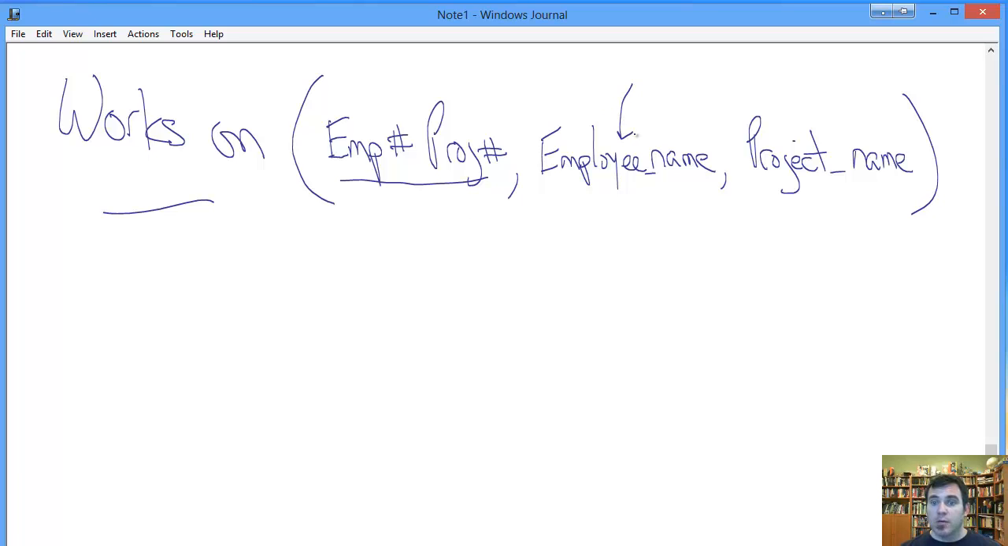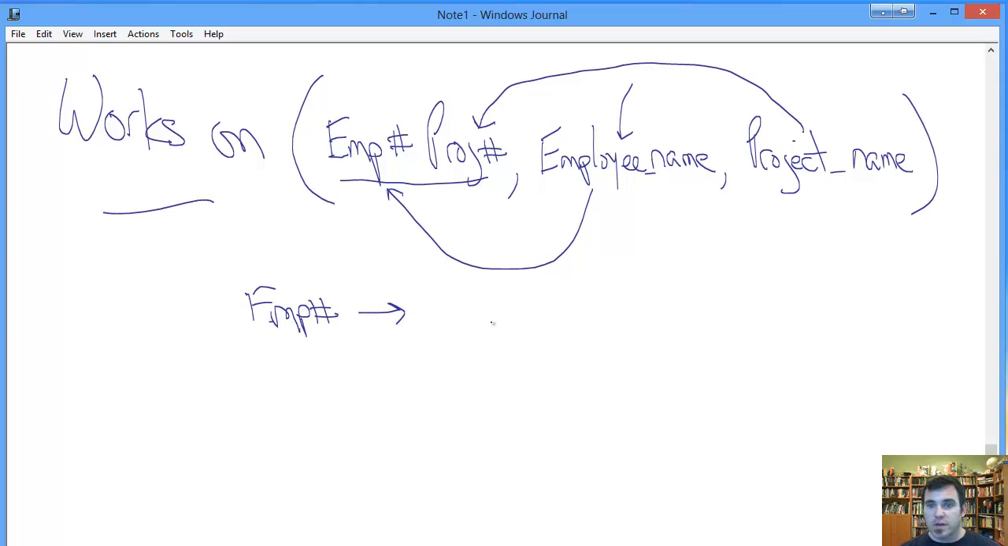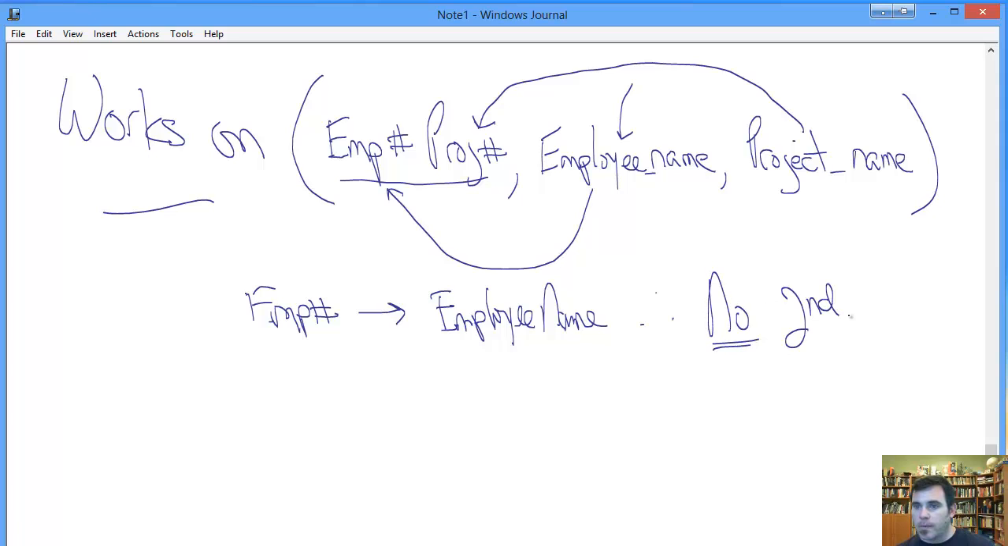Because employee name relates only to employee. And project name, in turn, is related only to project and is functionally determined by this part of the concatenated primary key. So here's the bottom line. Employee number functionally determines employee name. Therefore, no second normal form. Similarly, project number alone, without any help from employee number, functionally determines project name.